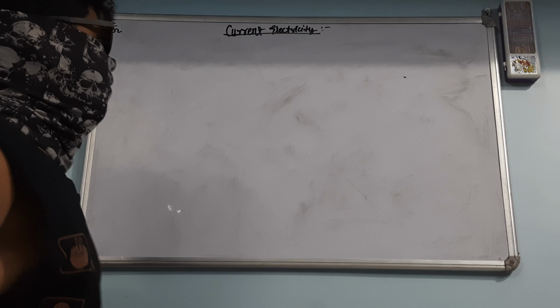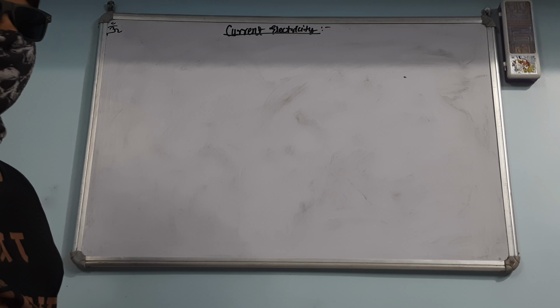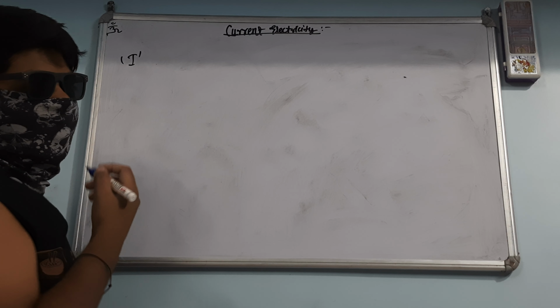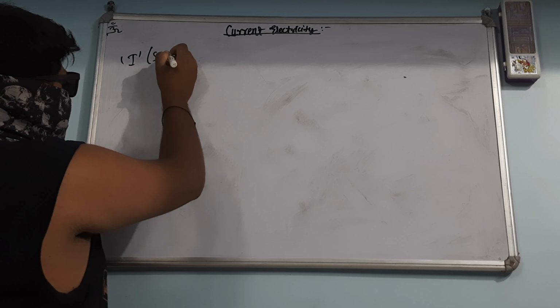Welcome back. Today we will be discussing current electricity. So first we will be discussing what is current. So electric current basically is represented by I and its SI unit is ampere, as we know.